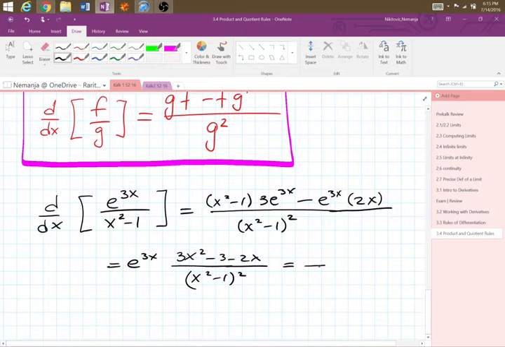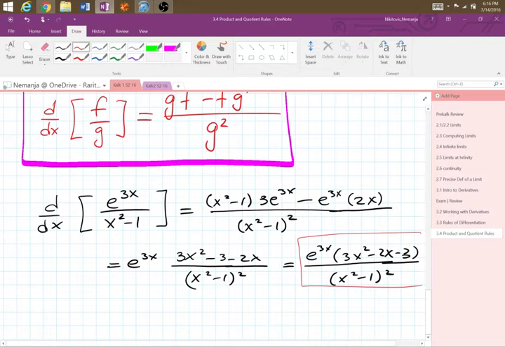So what do we have at the end? We have e to the 3x, open parenthesis, 3x squared minus 2x minus 3, divided by (x squared minus 1) squared. And that would be the answer for this question.